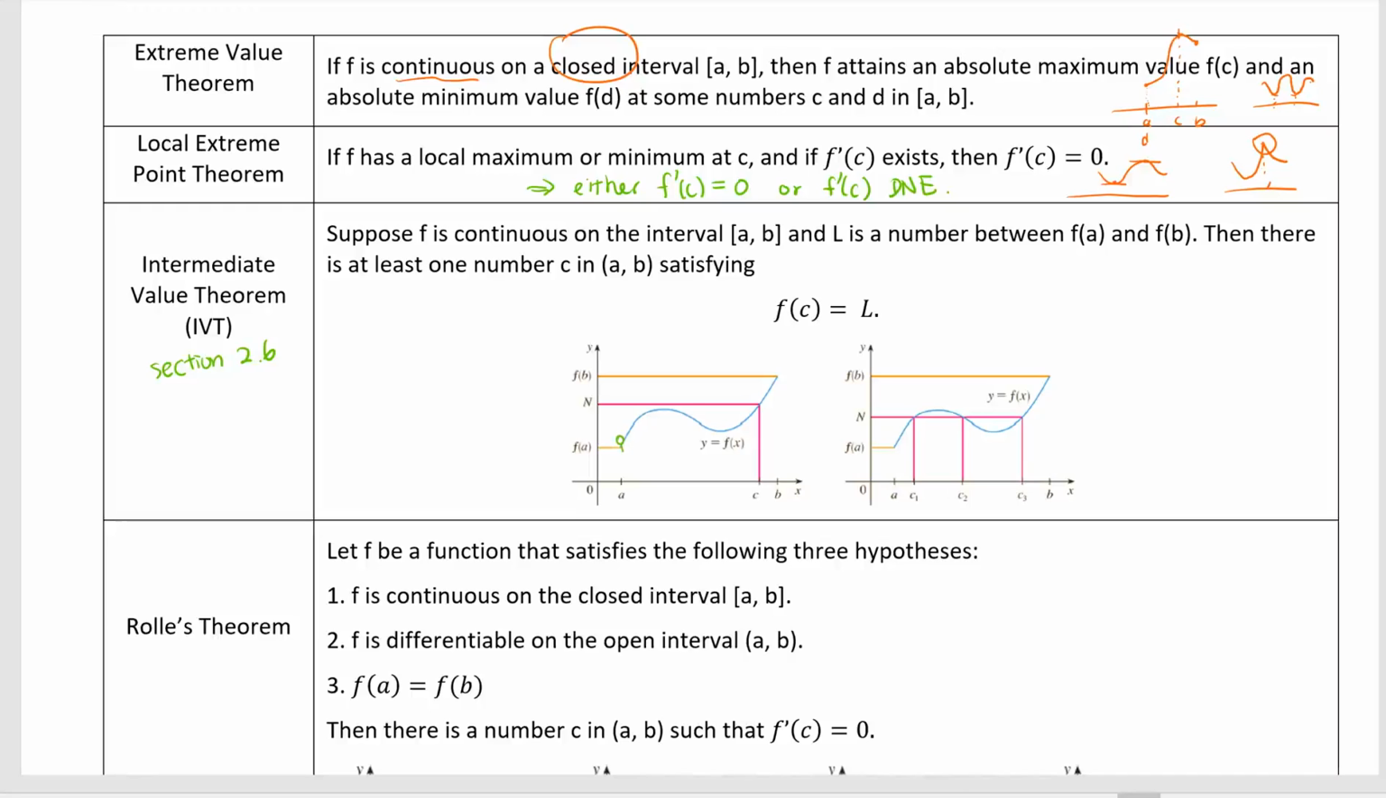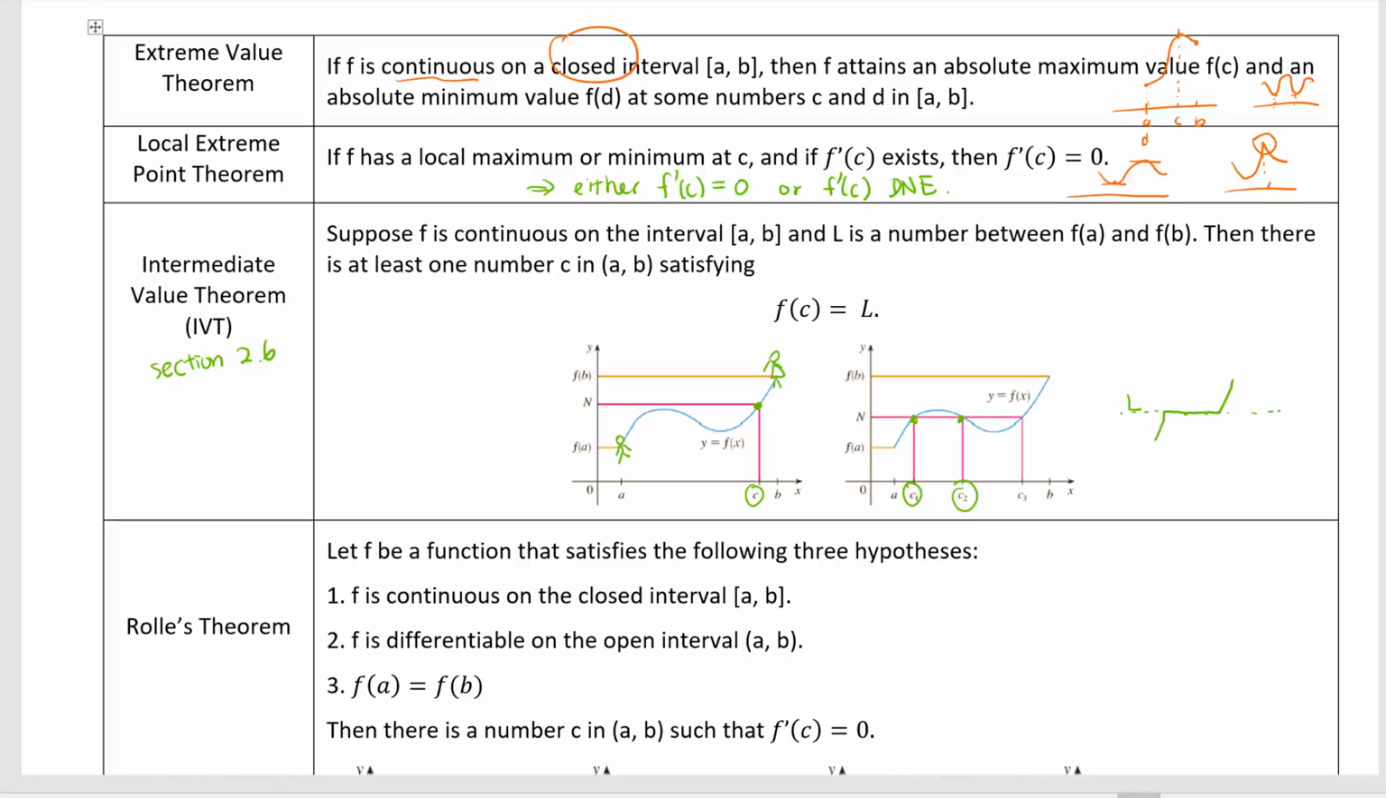Remember, you're standing here, your girlfriend is standing across the street. How do you find your girlfriend? You must cross the street, right? You cannot jump to your girlfriend. We must cross the street. So you might cross the street once at c, or you might cross the street a couple of times. Or the picture could be like that, and then actually we have infinitely many c such that f(c) equals L.